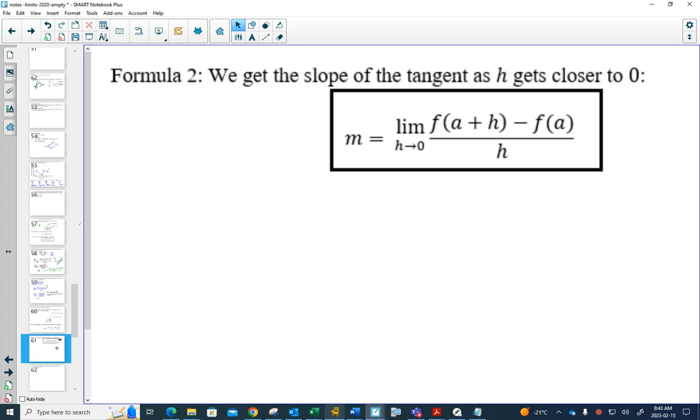So in reality, these two formulas are exactly the same. They're just written a little bit differently, depending on what you chose as your variable and what thing you're saying is approaching.